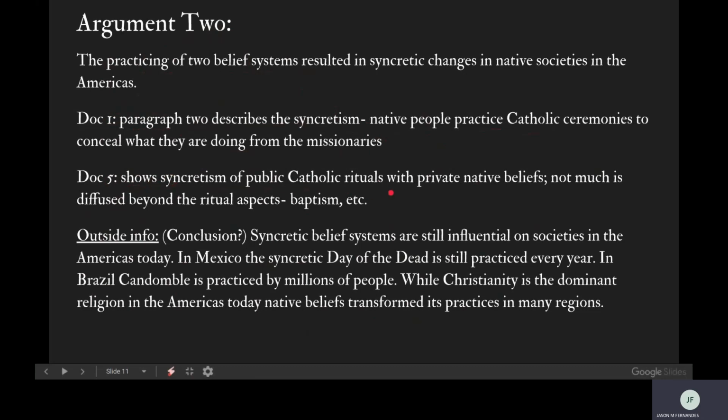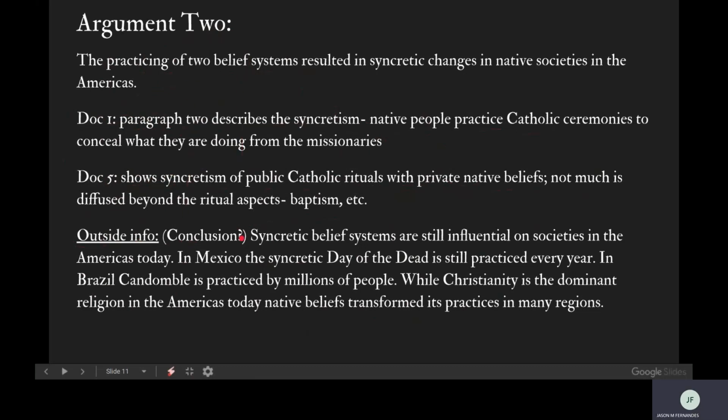It shows the syncretism again. They're performing these Catholic rituals in public, right? They're getting baptized, they're singing the songs, etc. But in the document, they acknowledge that not much is happening beyond that. They don't think that when they go home they're Christians. They think that when they go home, they're still practicing their native beliefs in private. Notice I didn't do any source analysis there because we already did it for document 2. But this is where I can bring in this outside info on syncretism.